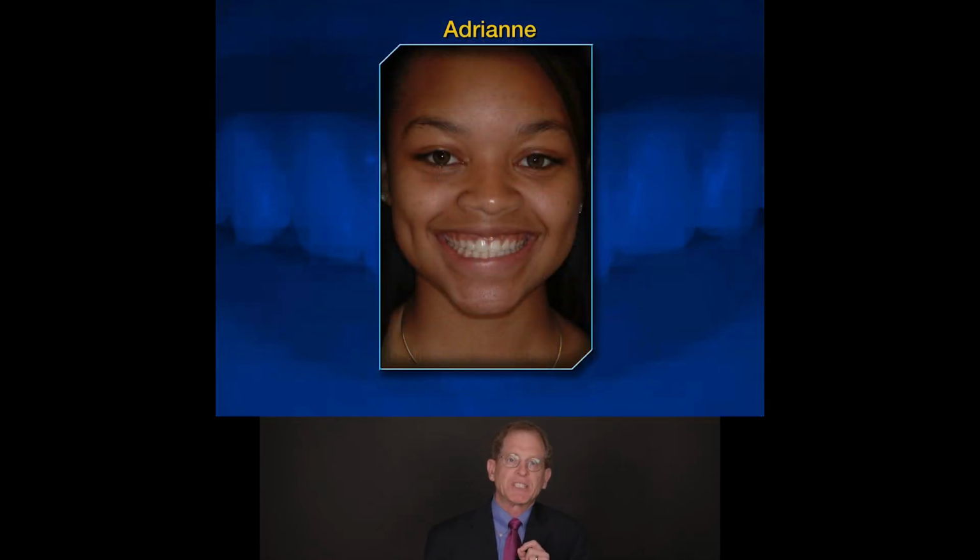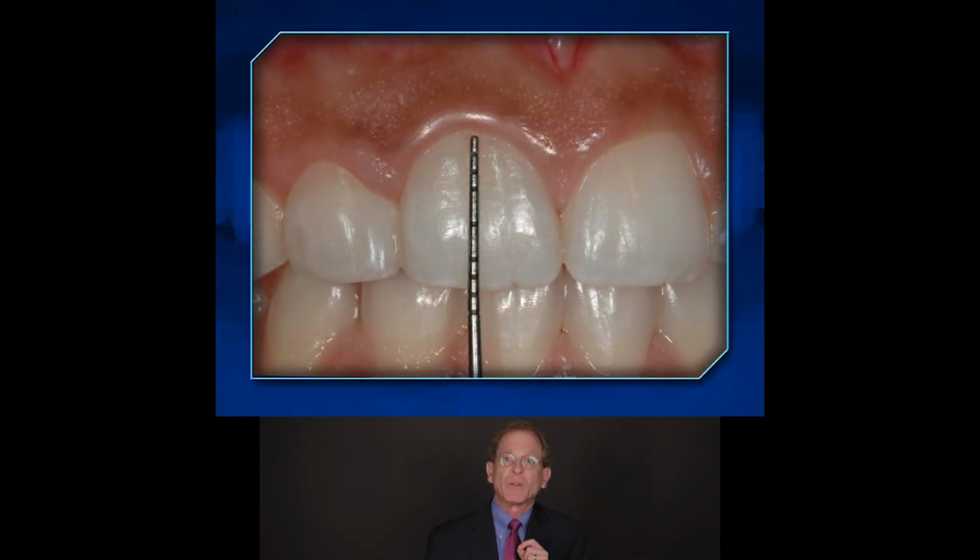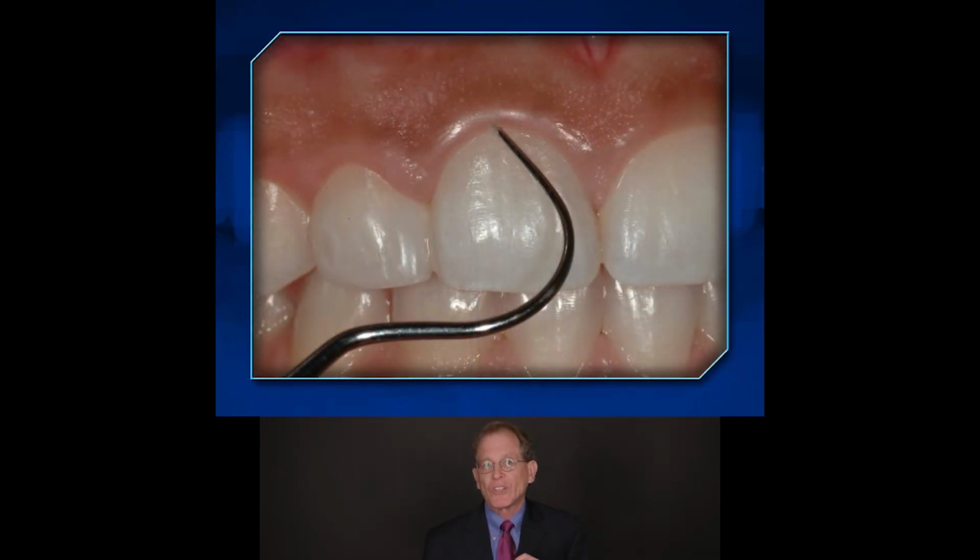This is Adrienne. She's 16 years old. She's got a gummy smile, and she's got short teeth. We can see her central is only 8.5 millimeters long, and we can't feel the CEJ in the sulcus. So this is an easy diagnosis of altered passive eruption.